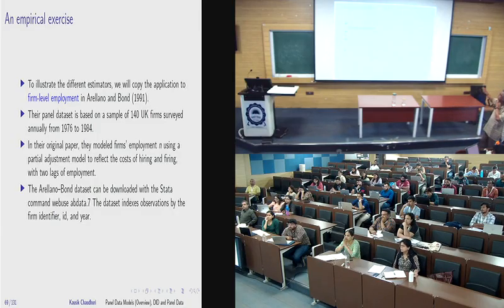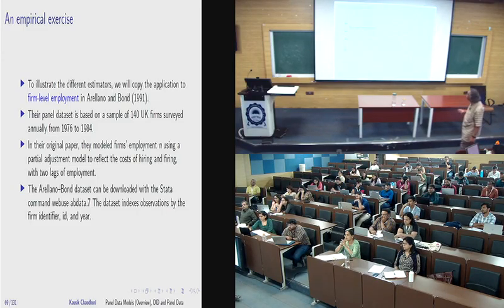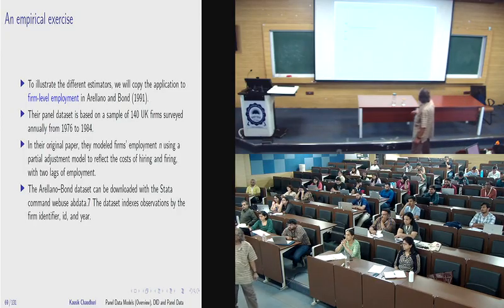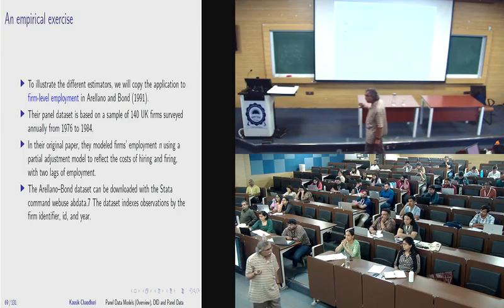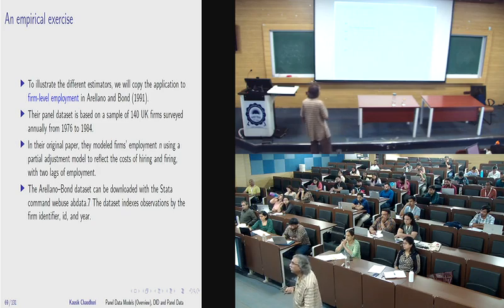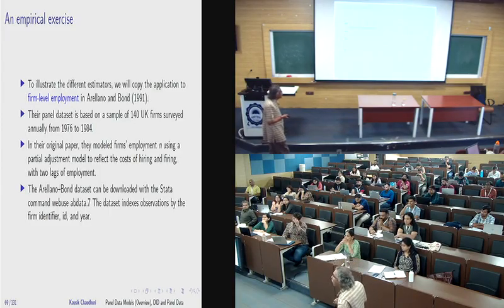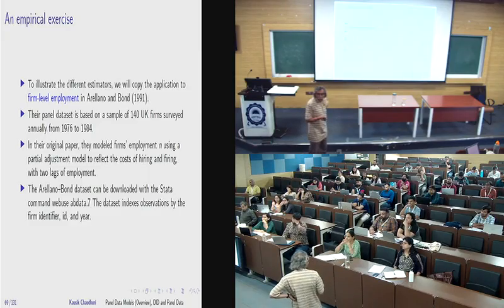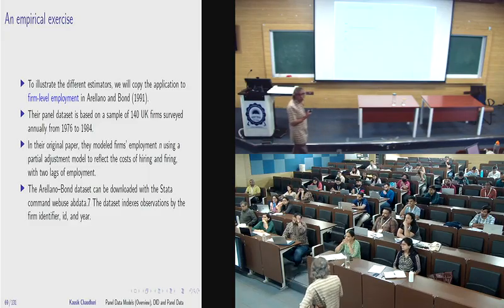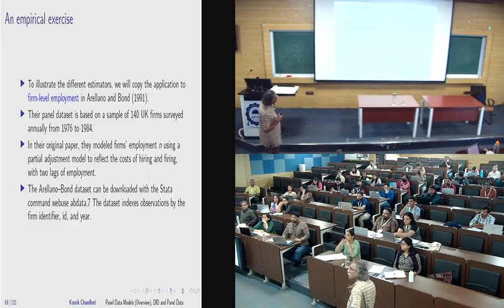So we can basically do the panel in terms of the Arellano and Bond original paper, a sample of 140 UK firms surveyed annually between 1976 and 84. The model forms employment N using a partial adjustment model to reflect the cost of hiring and firing, with 2 lags of employment. That's the original paper. It's in the Review of Economic Studies, 1991.